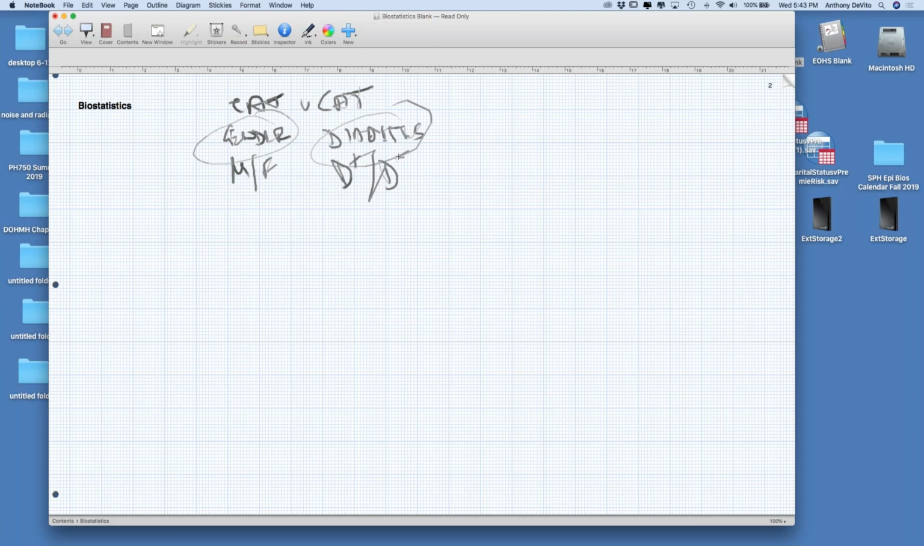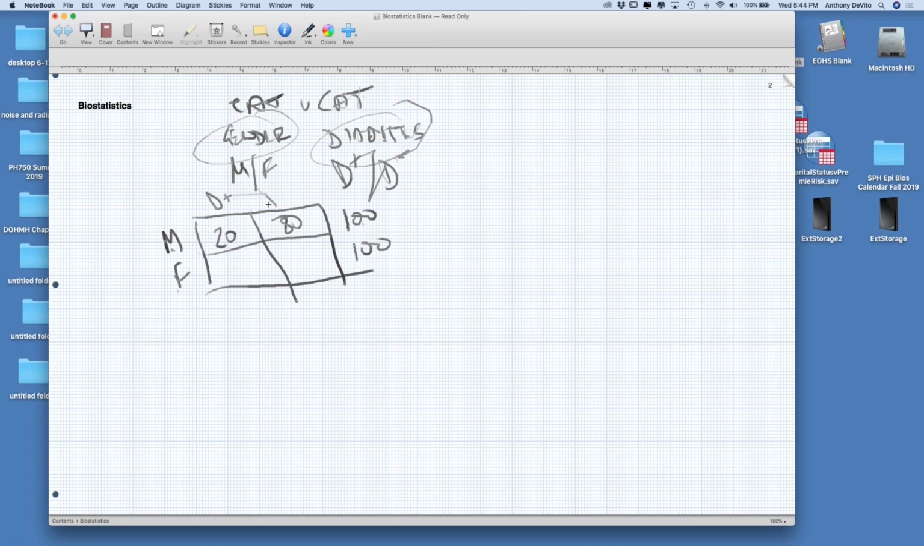Right? So in that case, what we do is we set up a contingency table. We take all of our males and all of our females, and we put them in a row. So this is all our males. Let's say we have 100 males. And this is all of our females. Let's say we have 100 females that we dug into this study. And then we test them. How many of the males have diabetes? Let's say it turns out that 20 of the males have diabetes and 80 of them don't have diabetes.